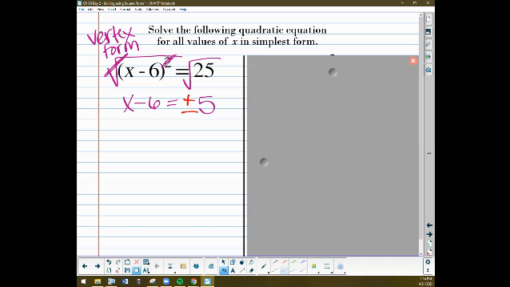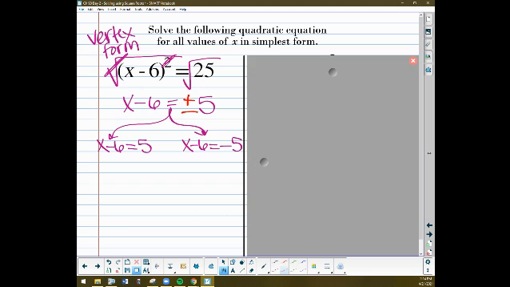Well, this is really two equations. And at this point, I'm going to set up two equations, because plus or minus 5 is two numbers. It's positive 5 and negative 5. I have to set up one equation, x minus 6 equals positive 5. And then another equation, x minus 6 equals negative 5. So it's really two equations that I need to solve, two values for x.